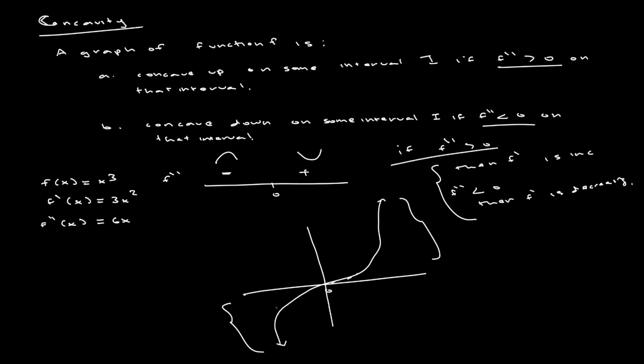And if f double prime is positive, it just means that our slope will continue to increase, and if f double prime is negative, it means our slope is going to decrease, and that has real repercussions on how the shape of the function looks.